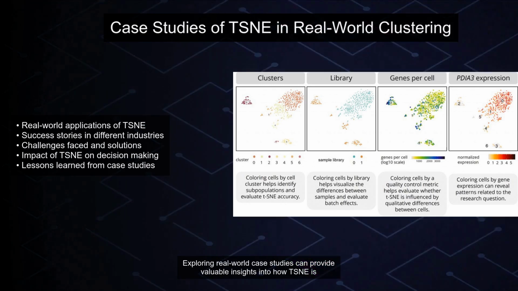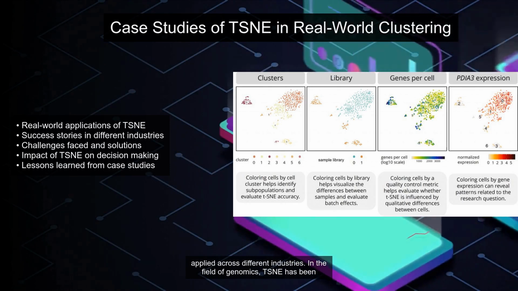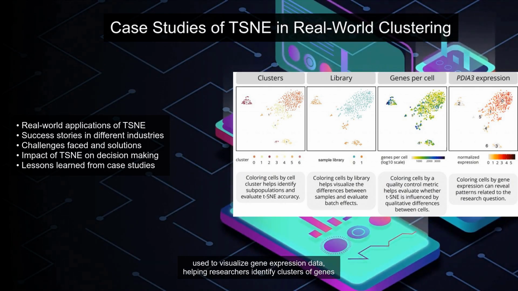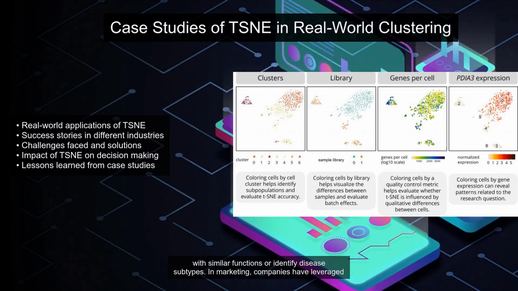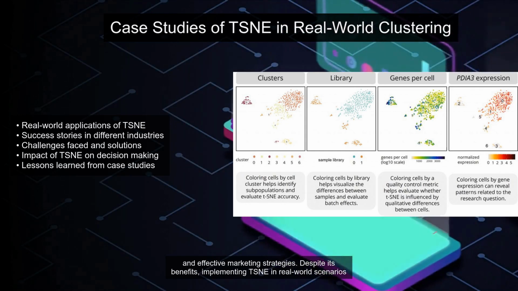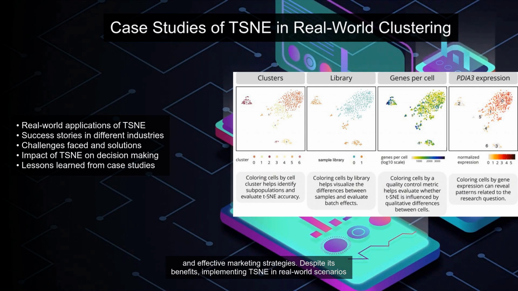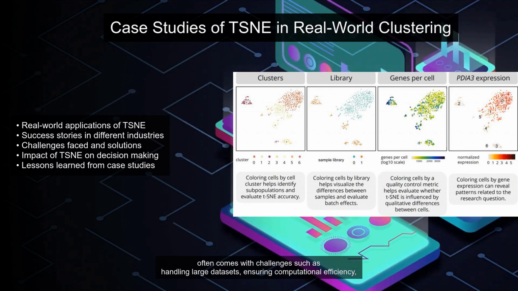Exploring real-world case studies can provide valuable insights into how TSNE is applied across different industries. In the field of genomics, TSNE has been used to visualize gene expression data, helping researchers identify clusters of genes with similar functions or identify disease subtypes. In marketing, companies have leveraged TSNE to segment customers based on purchasing behavior, allowing for more targeted and effective marketing strategies.